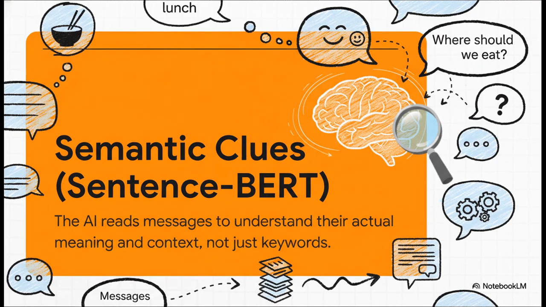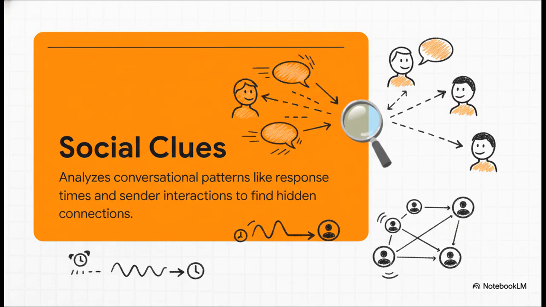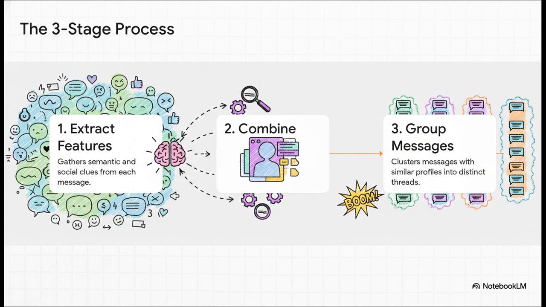Let's start with those semantic clues. The AI uses this really advanced language model that can understand the context of a message, not just look for keywords. So it knows that "I'm starving" and "so where are we eating" are both part of the same "let's get lunch" conversation. Just like a person would. But, and this is key, meaning isn't everything. The AI also digs into the social clues. Think about it. If you see a bunch of rapid-fire messages back and forth between two people, they're probably in the middle of a specific conversation, right? The AI spots that. It tracks things like response times and who's talking to whom to find these hidden social links.